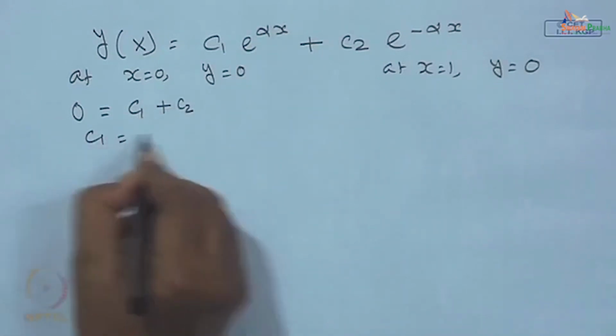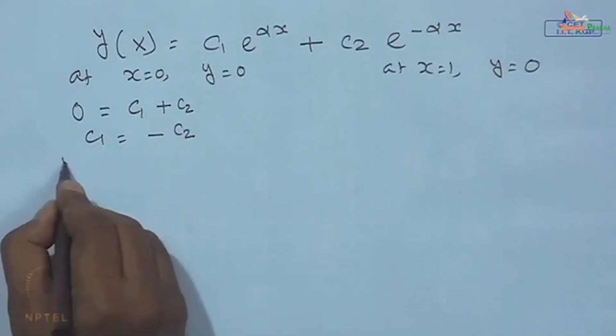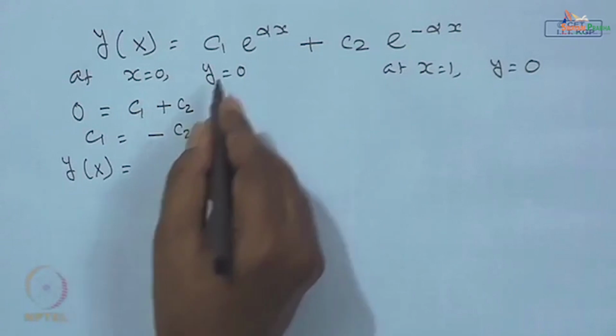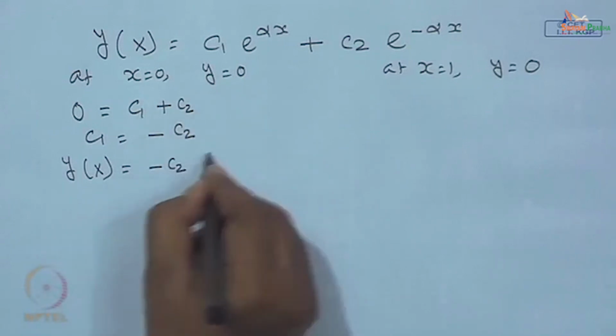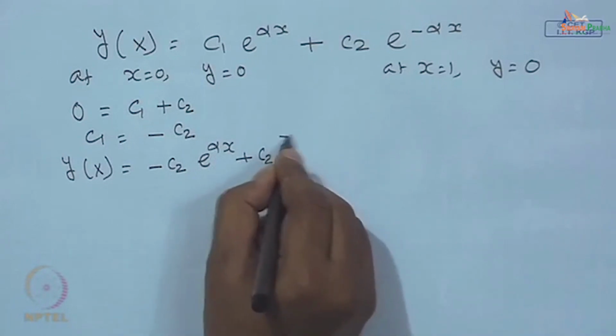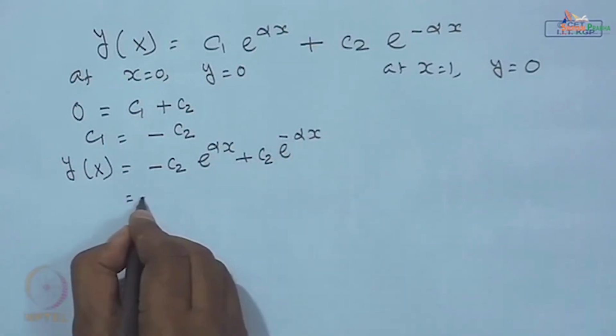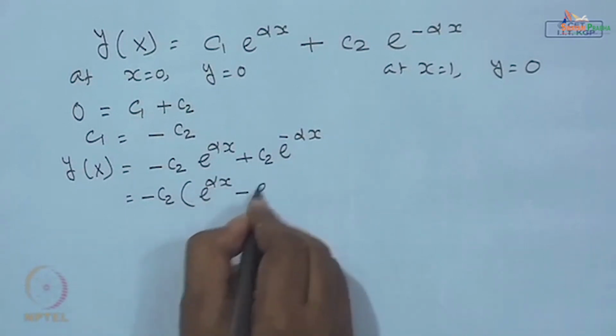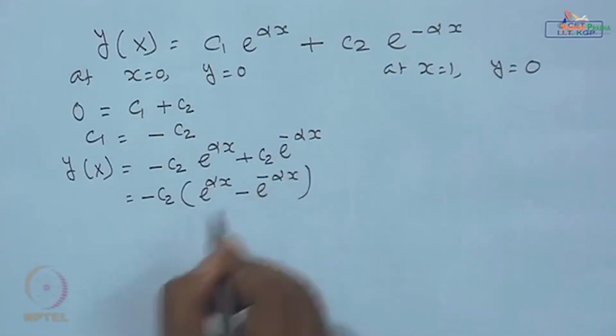So, C1 is equal to minus C2. So, the solution is, we put C1 as minus C2. So, minus C2 e to the power alpha x plus C2 e to the power minus alpha x. So, minus C2 you can take common: e to the power alpha x minus e to the power minus alpha x.